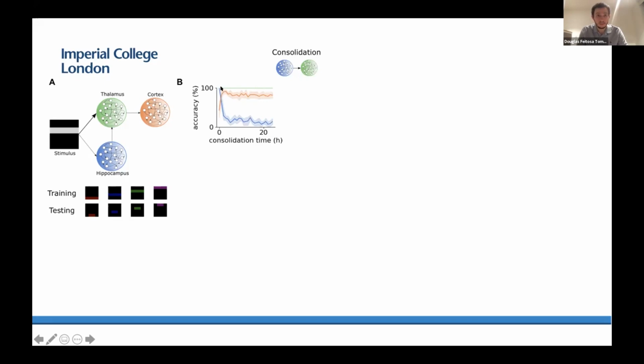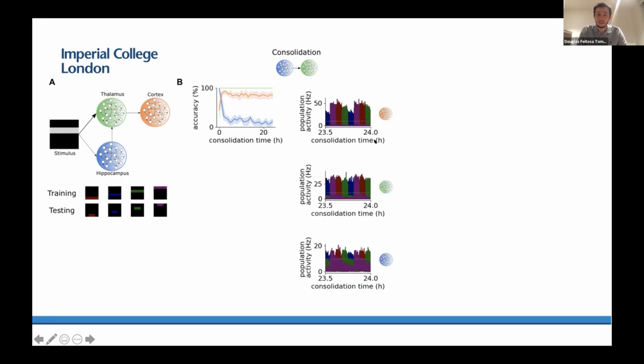And then we can see here that the model also predicts that engram cells in thalamus are going to be active at recent and remote time points. Now we can look at what happens to the engram cells during the consolidation period. So here in the last half an hour of the 24 hours of simulation in the consolidation phase, we can see here that in cortex, thalamus, and hippocampus, we have these coupled reactivations of engram cells.